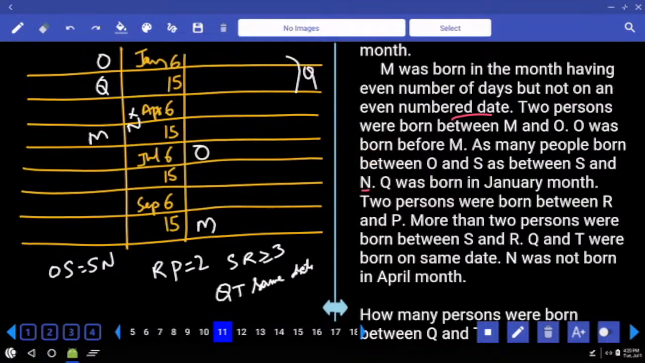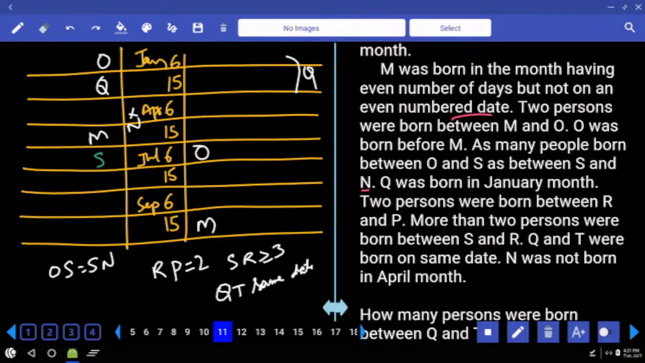Now in this case, can you take S at this place? Now 1 person between O and S, 1 person between S and N. N cannot be in the month of April, that is fine. Then next one, R and P. R and P, 2 people, is it possible? No. Hence, S cannot be at this place. Am I following here? Then S is here.